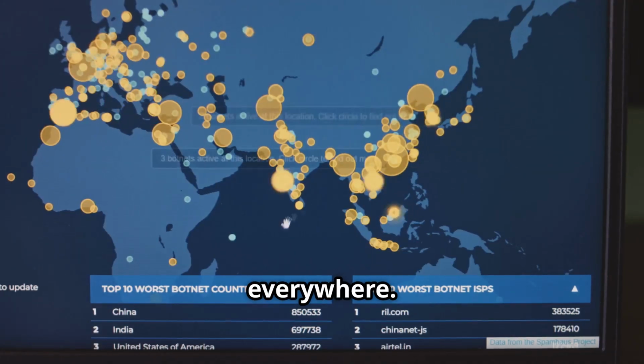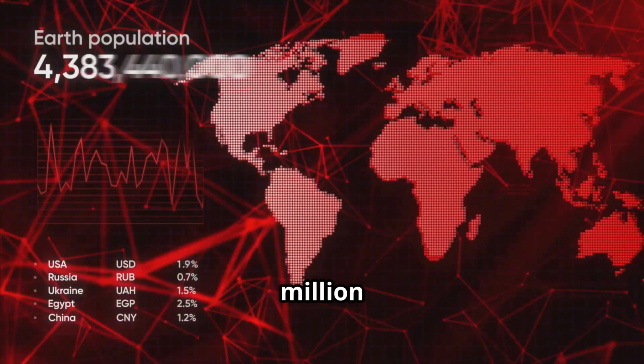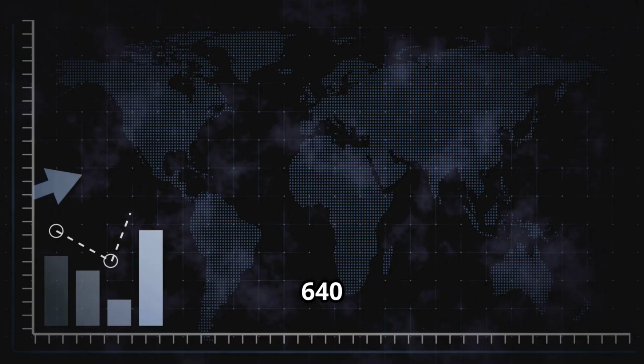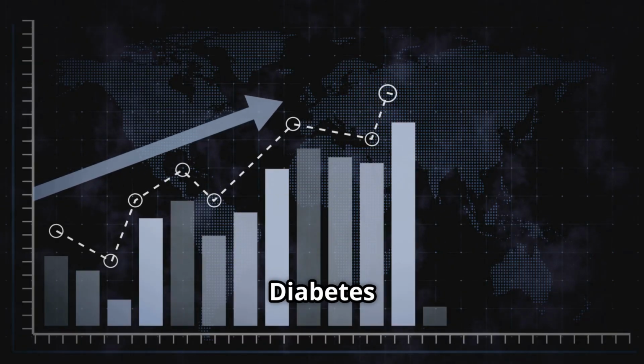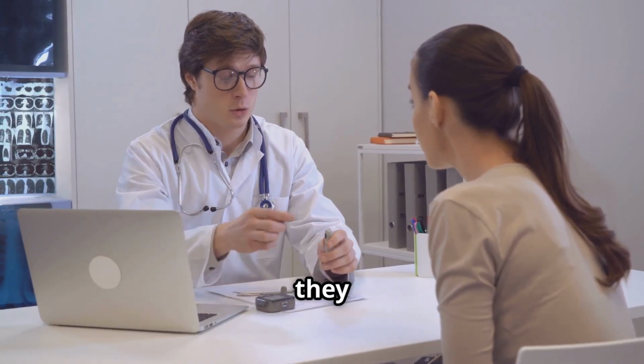How common is it? Diabetes is everywhere. As of 2025, more than 530 million people worldwide have diabetes. That number is expected to reach 640 million by 2030, according to the International Diabetes Federation. And here's the kicker, almost half of them don't even know they have it.